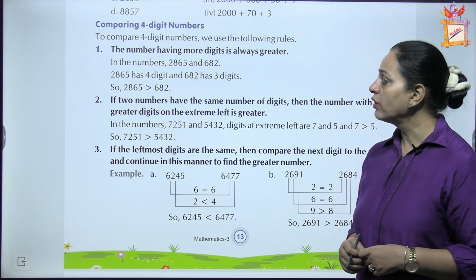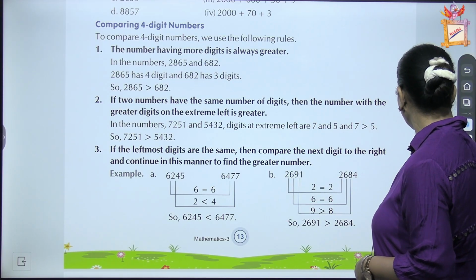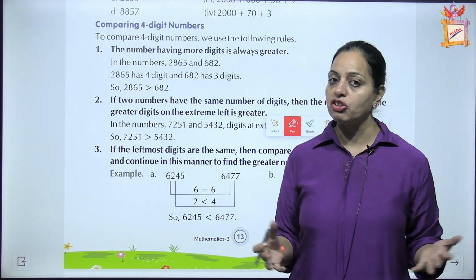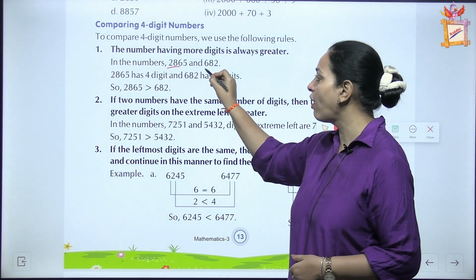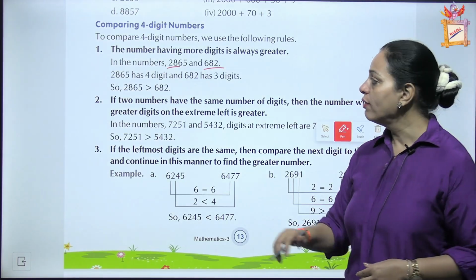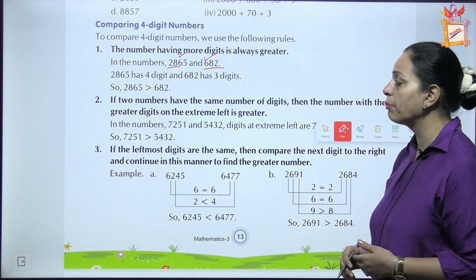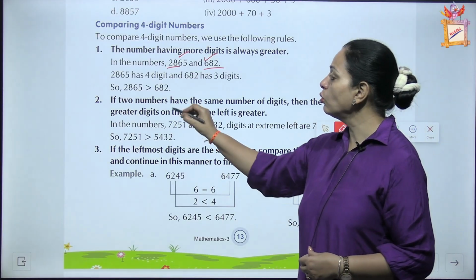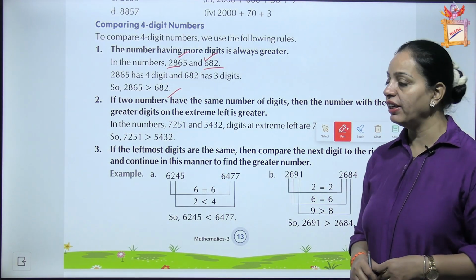The first one, the number having more digits is always greater. जिसके ज़्यादा digit होंगे हमें पता है वो number हमेशा बड़ा होता है. See numbers like 2865 and 682. This is 4 digit, this is 3 digit. So, you know 4 digit number is always greater. So, 2865 is greater than 682.